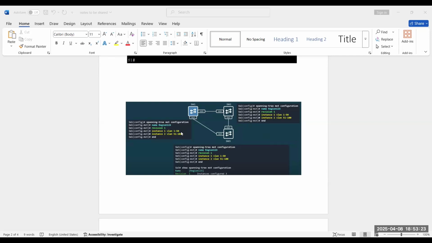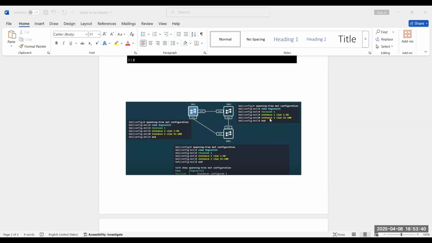So we are going to configure all these 3 switches under one region. So that is region 123. Revision number 1. Revision number 1 is just, we can mention any number as a revision number.